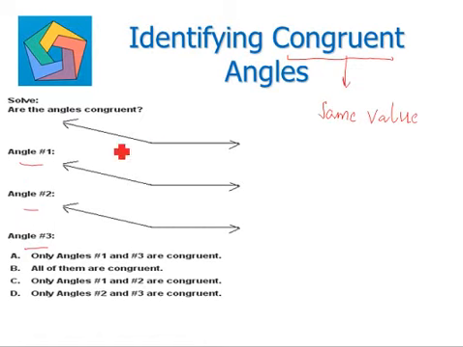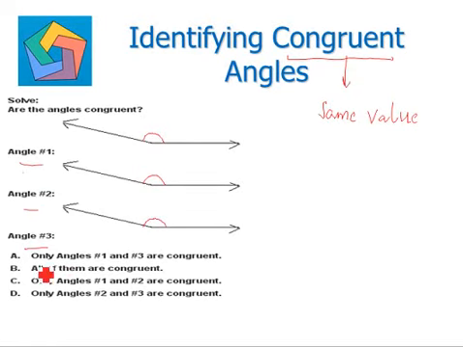Now here we see in all the three angles, angle 1, angle 2 and angle 3, the measure of the three angles is equal. Just by visual inspection we can find out whether these three angles are equal or not. Yes, we see that all the three angles are equal or congruent. So our answer should be that all the three are congruent.